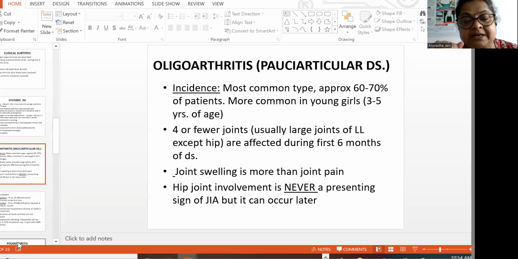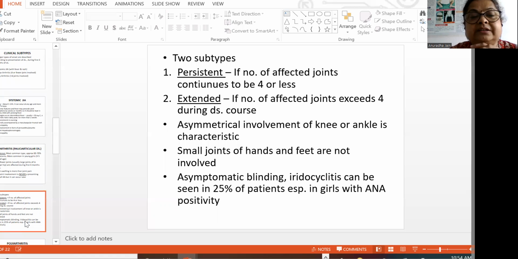If hip joint involvement is there, it is the last possibility, because this involvement is very rare, and if at all it occurs, it is at a very late stage of the disease. Then two subtypes are persistent and extended. What is persistent? If the number of affected joints continues to be 4 or less. Extended if the number of affected joints exceeds 4 during the course. So it extends into polyarticular disease.